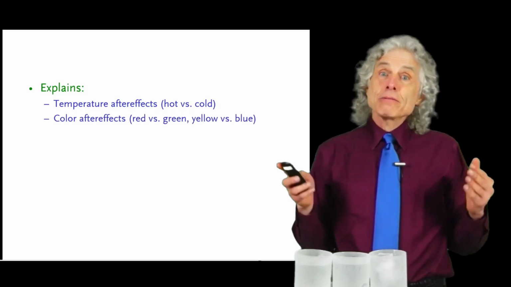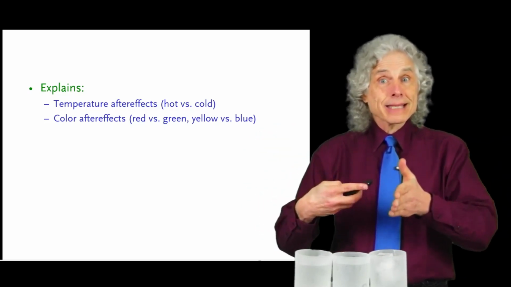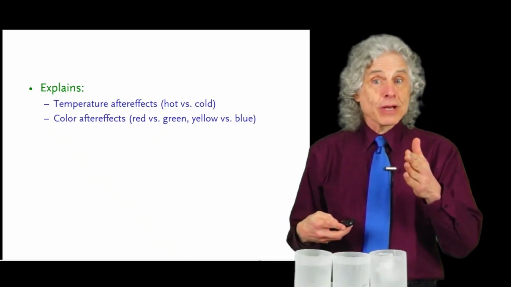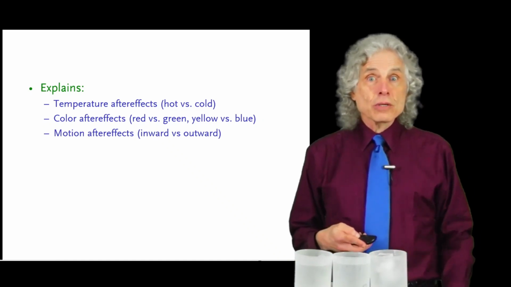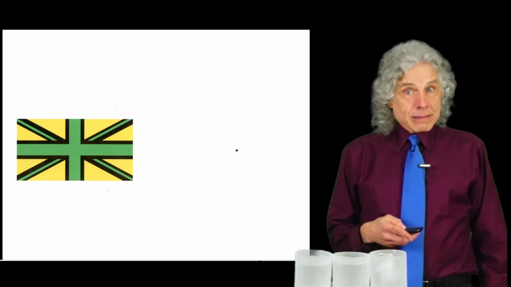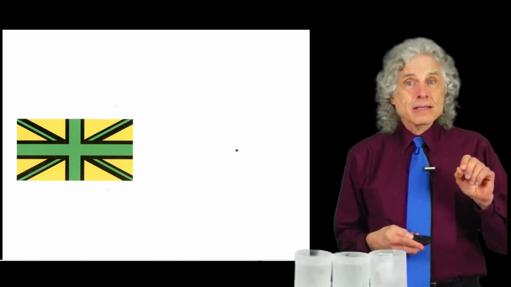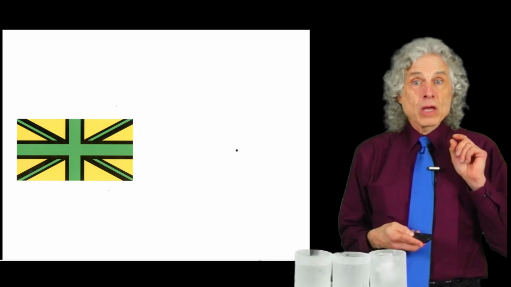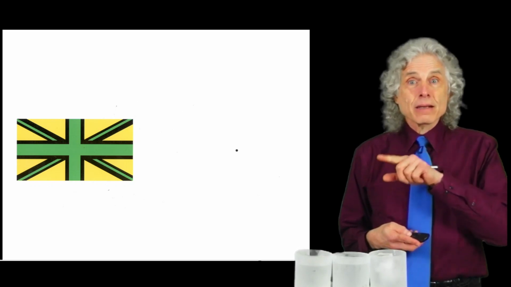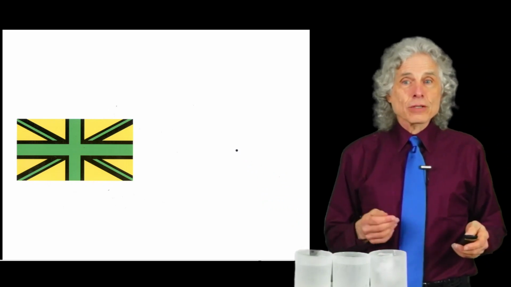Color after effects. Now remember that the red and green cones converge on ganglion cells whose relative activity level influences whether we see qualitatively red or green, same with yellow and blue. It'll also explain motion after effects. This is from your textbook. I'm not going to keep it on the screen long enough for you to experience it for yourself, but you can freeze the video and try it. Stare dead center at the middle of the flag for 30 seconds to a minute, then hop your eyes over to the white spot. You should see a Union Jack in vivid red, white, and blue.